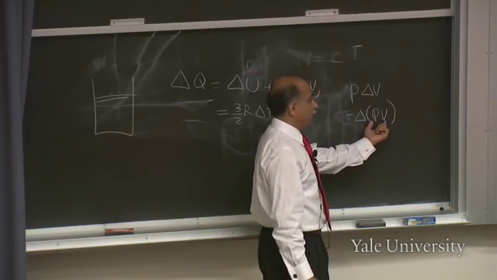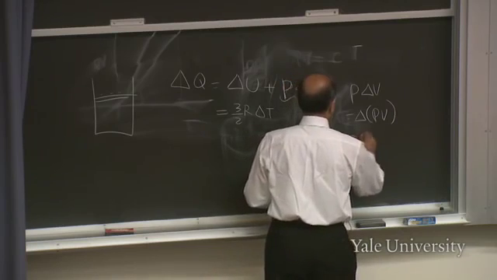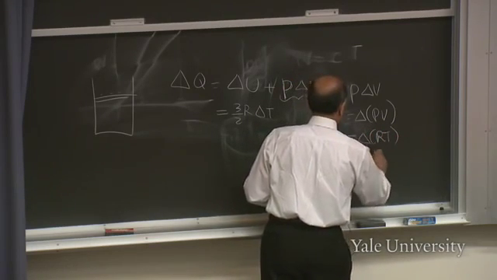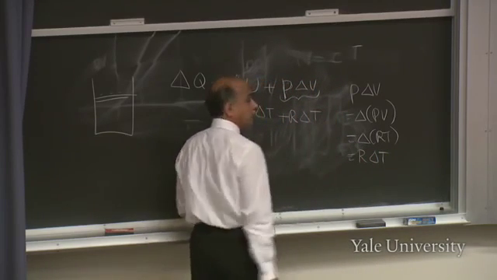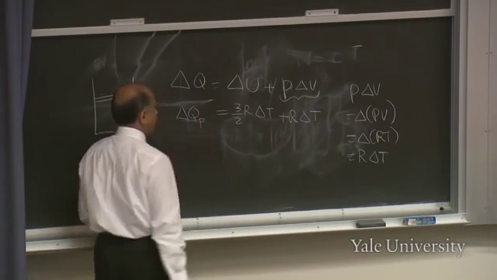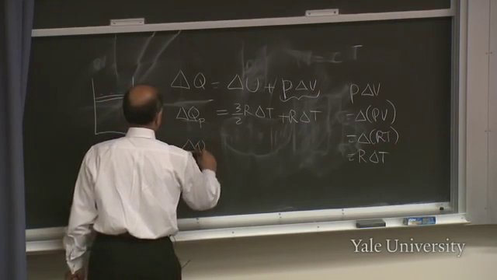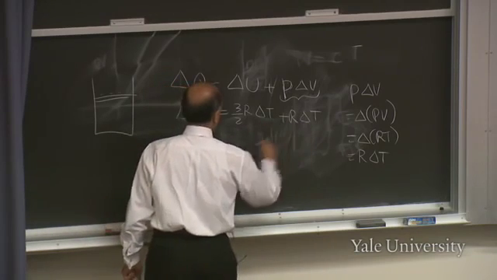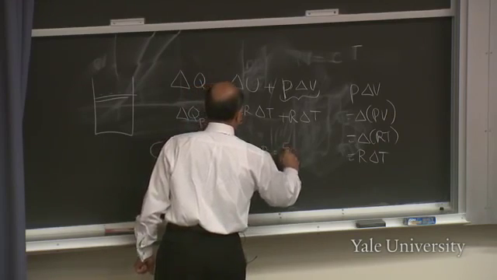But now we use PV equals RT. I'm talking about 1 mole, PV equals RT. That's a change in the quantity RT. This R is a constant, this R times delta T. So I put in here R times delta T. This is the delta Q at constant pressure. So the specific heat at constant pressure is delta Q over delta T, keeping the pressure constant. You divide everything by delta T, you get 3 over 2 R plus another R, which is 5 over 2 R.